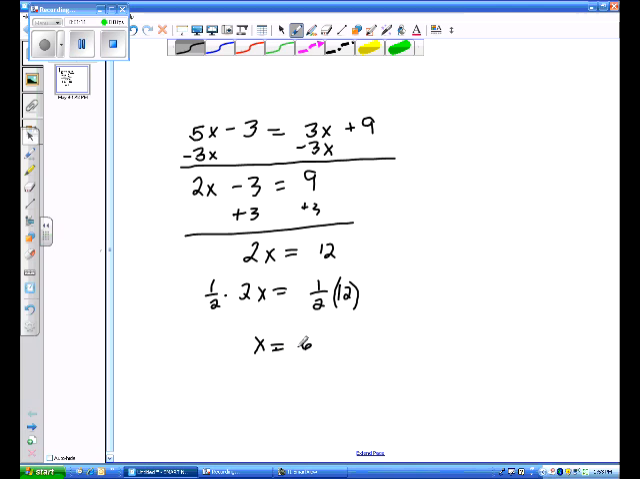Then we can check our answer by substituting back in. 5 times 6 is 30, minus 3 is 27. 3 times 6 is 18, plus 9 is 27. So as long as we add or subtract the same thing to both sides of the equation, and we either multiply or divide both sides of the equation by the same number, then we can solve it.